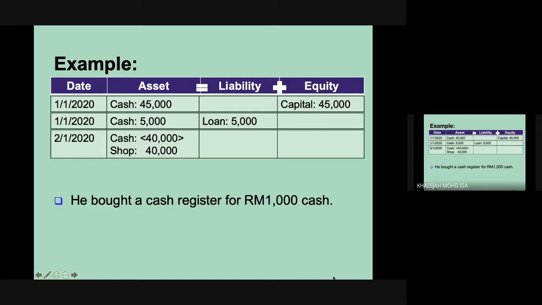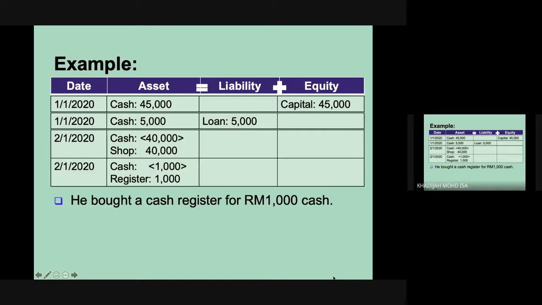Then you bought a cash register for 1,000. Again, cash reduces by 1,000. At the same time, the cash register increases by 1,000. Now you have a new asset called cash register. Again, on the same asset side, there is no change in total value, but there is a change in the cash you have. Cash is now 45 plus 5 minus 40, now minus 1, so you have less cash. No changes on the liability and the equity side.